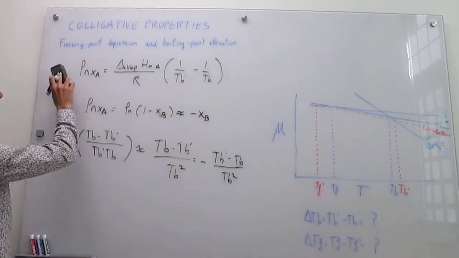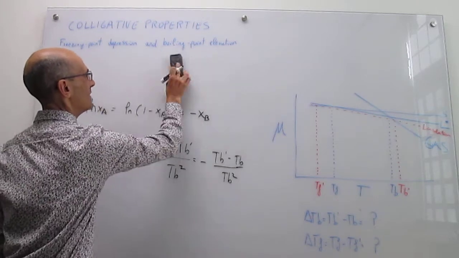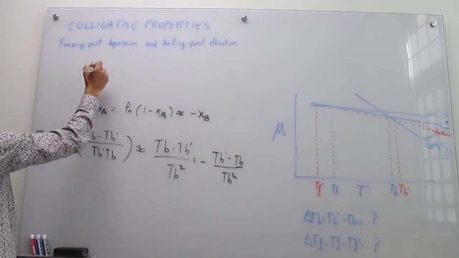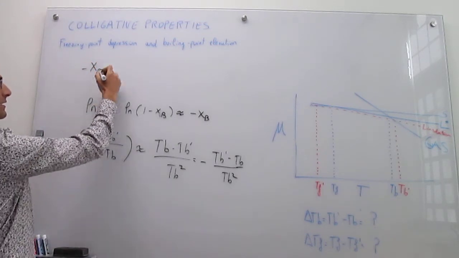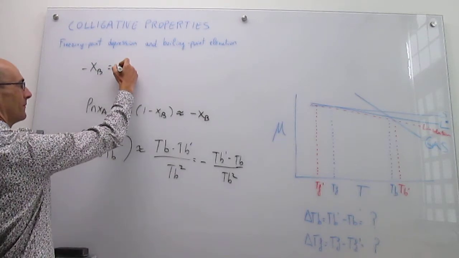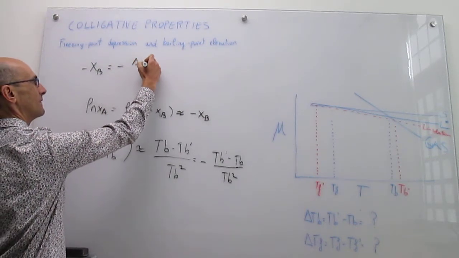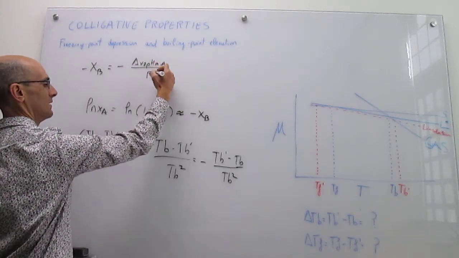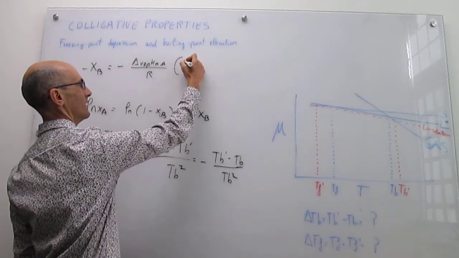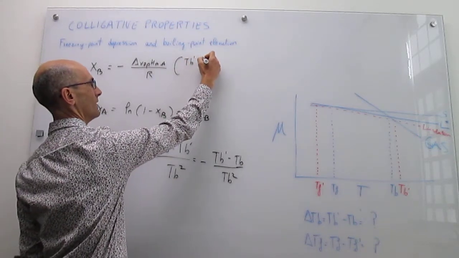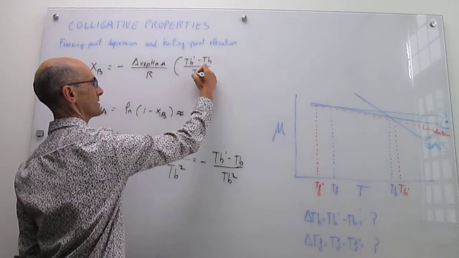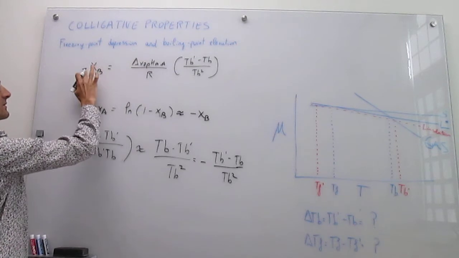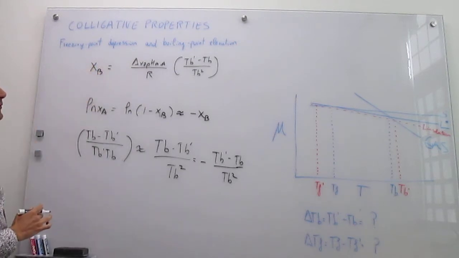All right, so let's see if we can then reformulate this that we have right there. That is going to be x of b now minus is going to be equal to minus delta vaporization enthalpy for the solvent over R, and then you have in that numerator TB prime minus TB over TB squared. Okay, so those negative signs cancel each other out, and then we're ready to go.